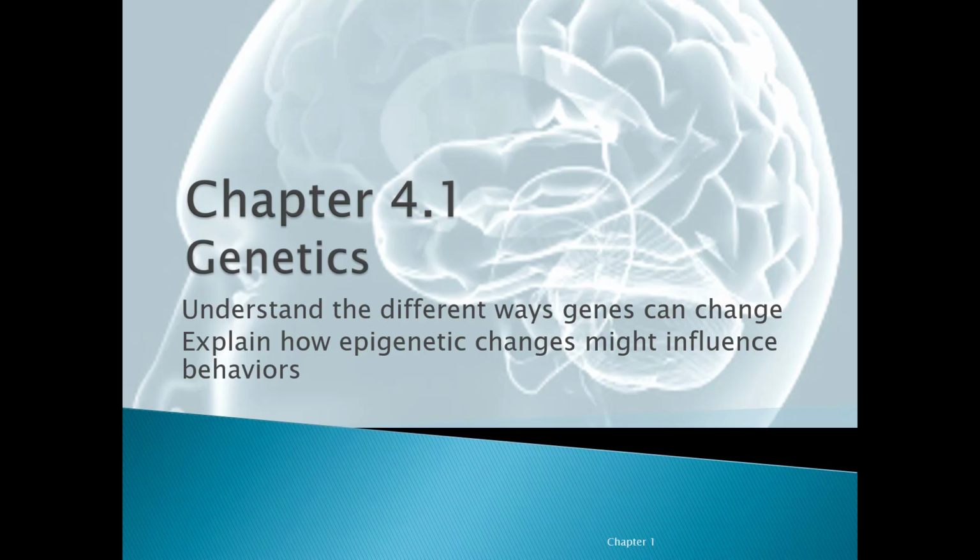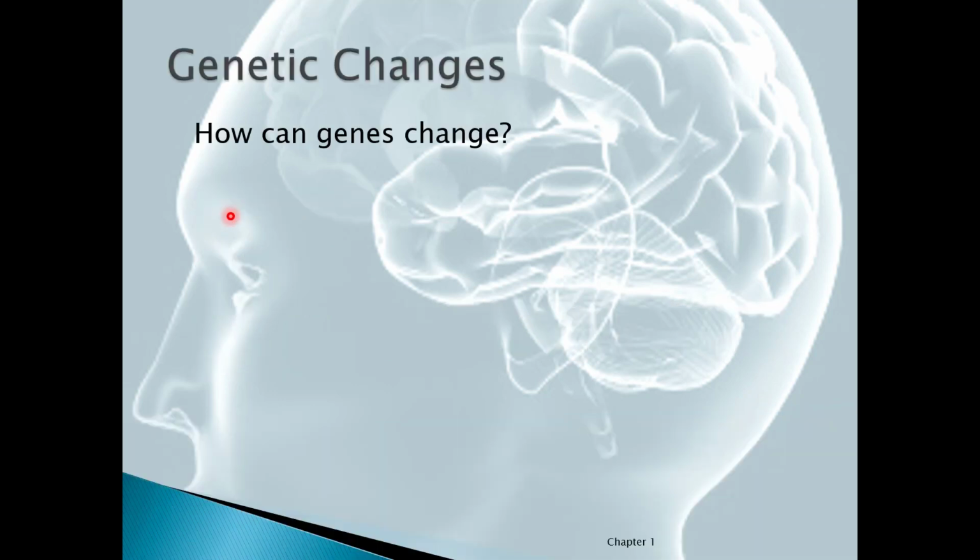This video will continue on with information from Chapter 4, Module 1, looking at the different ways that genes can change. So by the end of the video, you should understand some of these basic different ways that genes can change, and also be able to explain how epigenetic changes might influence behaviors. So the question I'm posing to you is, how do genes change?